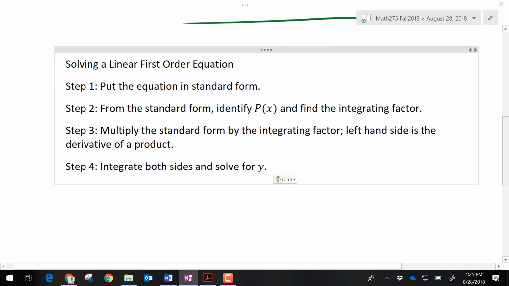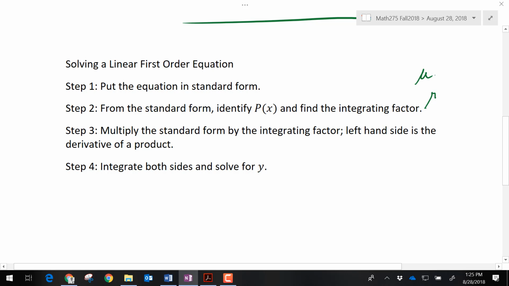So let me squeeze in the step-by-step process. It makes this into like a little recipe, a little algorithm. When you see a first order linear differential equation, step 1, put it in the standard form. Step 2, from the standard form, find your p of x. That's the factor that's being multiplied by the y term. And then find the integrating factor, and there's a whole formula for that, which isn't really much of a formula. Well, it is a formula.